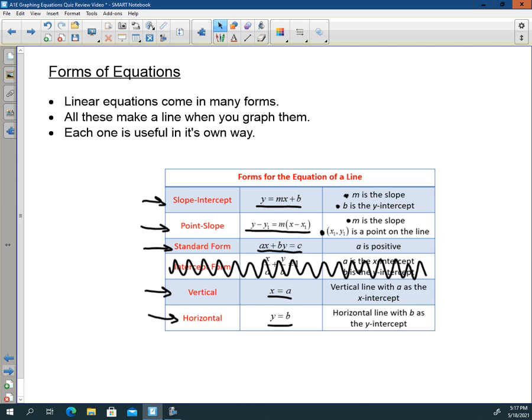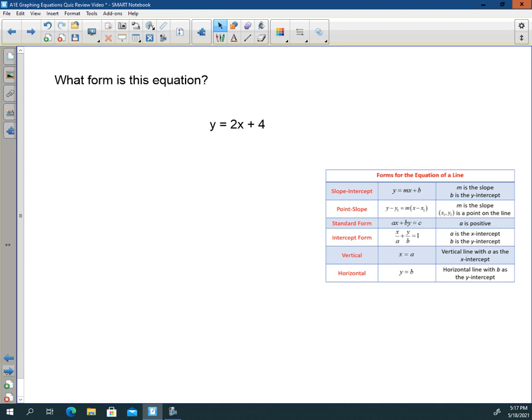So the kinds of questions that you'll see for this is, what form is this equation? And you're just going to kind of match it up. Well, notice you've got the y by itself, and then equals, and then some number x plus some number. That looks like slope-intercept, doesn't it? It doesn't look like any of the others, and so you'd write slope-intercept. And that's all there is to that.